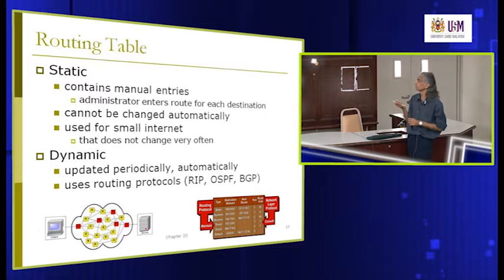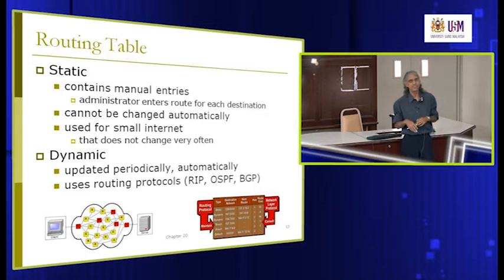So that's static. Contents and entries are normally manual entries, and the administrator has to enter the route to each destination manually one by one. You go to the router, you configure the router, put in the entries one by one. That's your static routing. It cannot be changed automatically, and normally is used for a small internet.